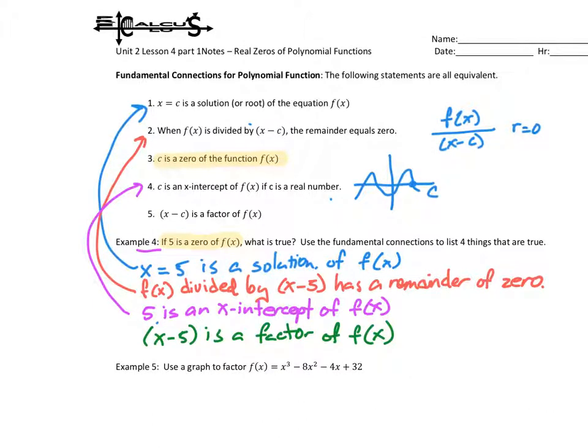Okay, hopefully this is what you came up with, but based on what they're giving us, f of x divided by x minus 5 must have a remainder of 0. Then 5 is an x-intercept of f of x. So no matter what our graph looks like here, we know that here it must intercept the x-axis. And then lastly, x minus 5 has to be a factor of the function. Since all of this is known because we know that 5 is a 0 of f of x. All right, so let's use that in a different type of problem down here.